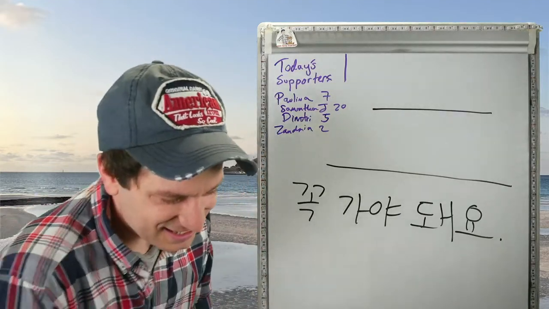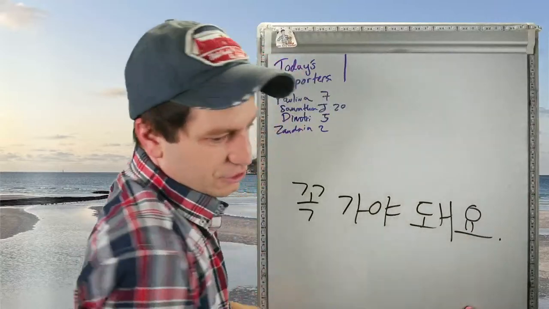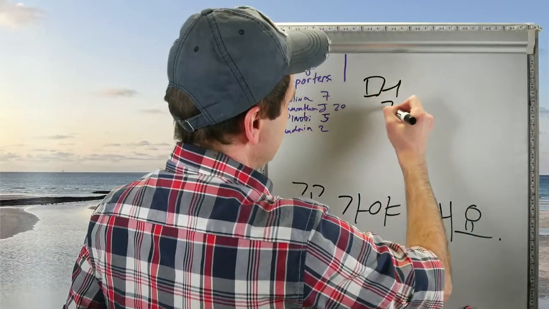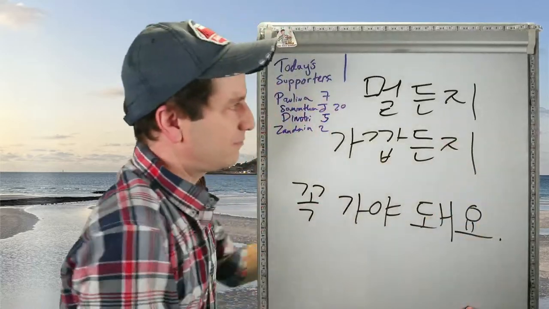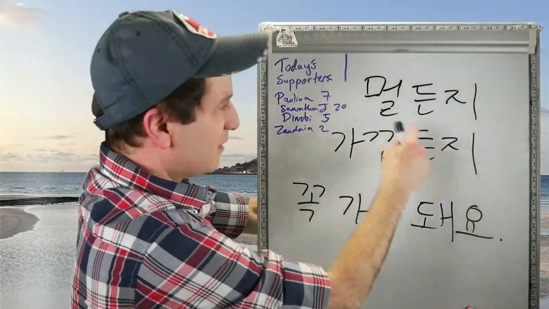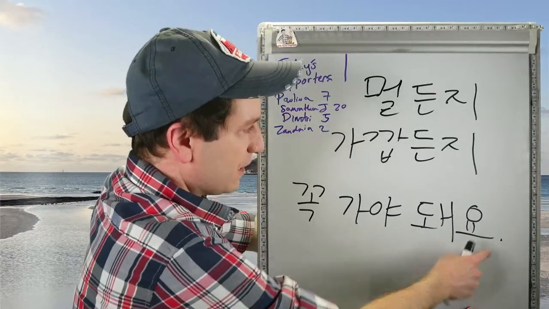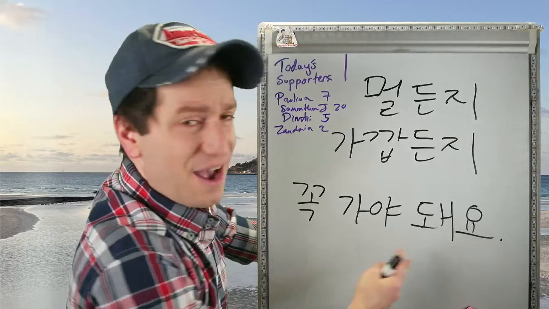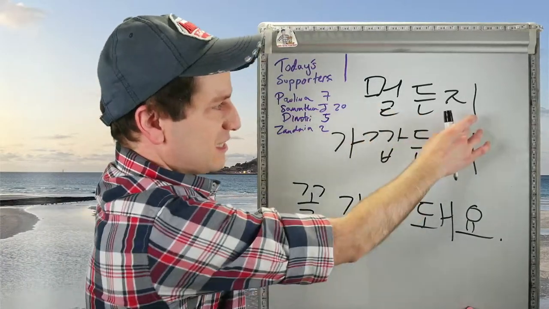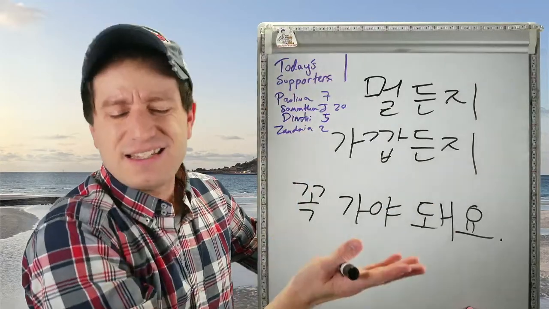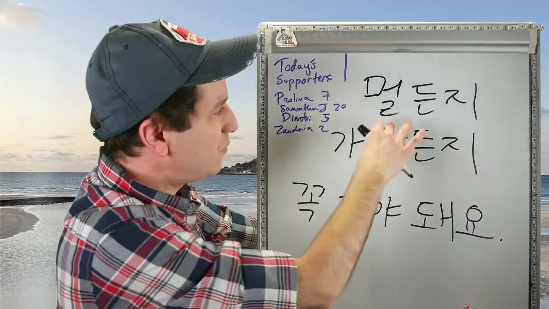Okay, any other attempts? I'm going to give you the answer now. Although you could have written this a couple of different ways. 멀든지, 가깝든지. So, whether it's far, whether it's close, 꼭 가야 돼요. So, up to this part, before 꼭 가야 돼요, I have to go, we can already kind of assume the feeling of the sentence. 멀든지. Whether it's far, it doesn't matter. Or whether it's far, that's okay, is what the feeling of this sentence gives us. Even when we've only gotten up to here.